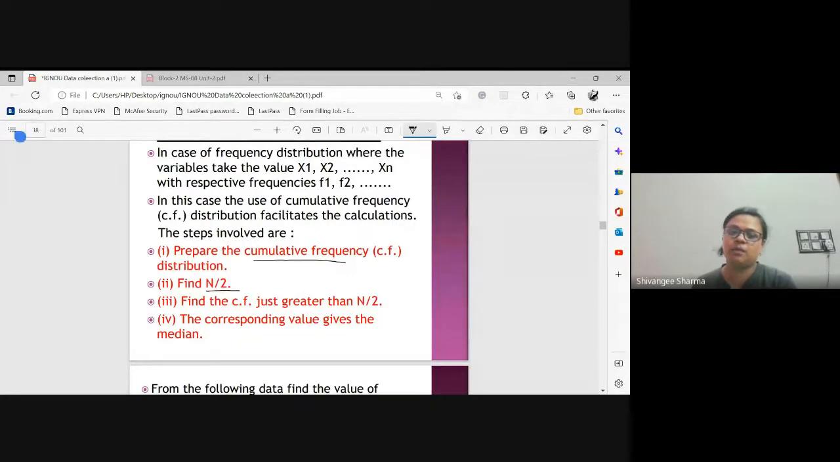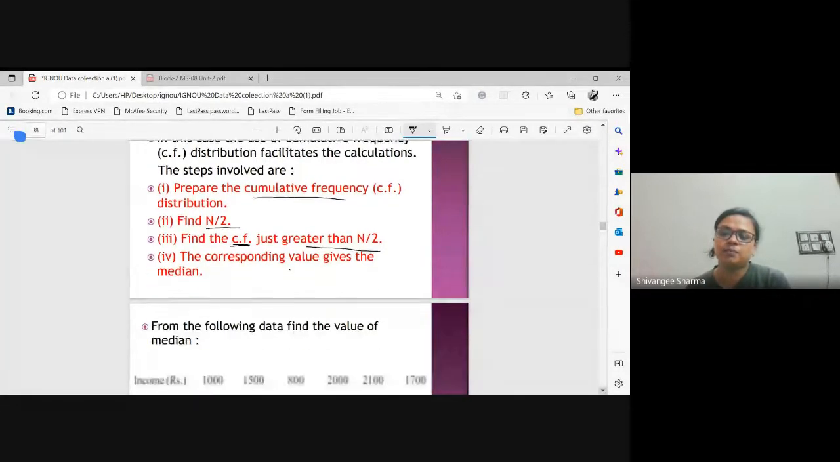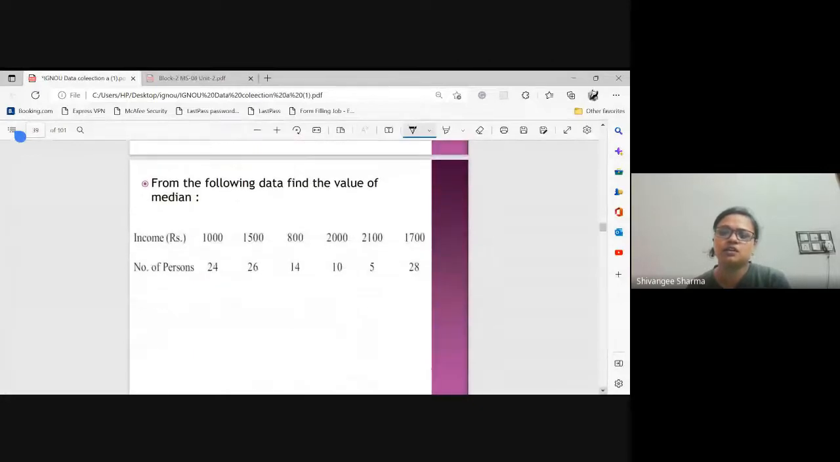Then we do n by 2. Then find the class frequency just greater than n by 2, and the corresponding value will give the median. Just quickly moving to the example of this, then it will be very clear to you people. Suppose this is the example.